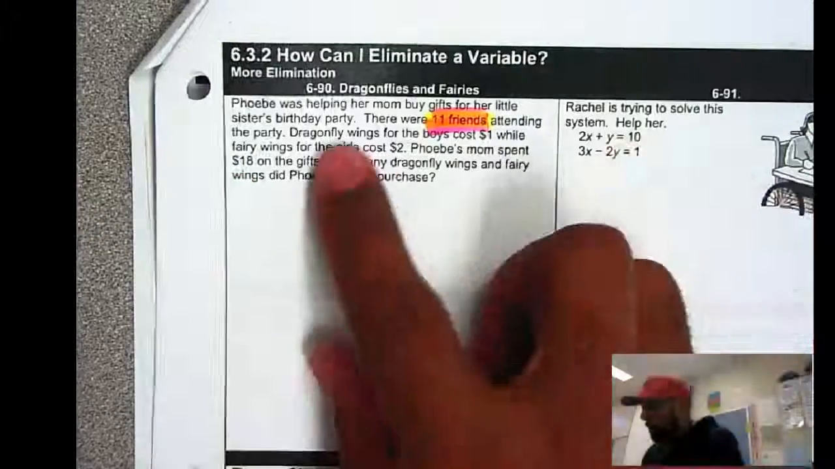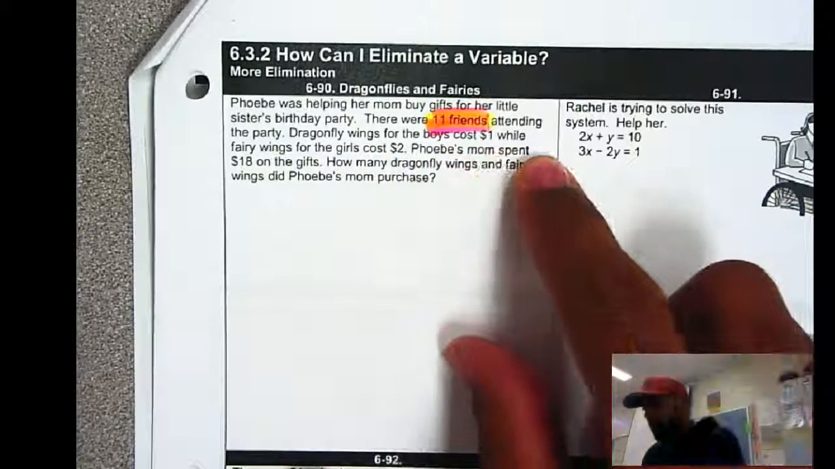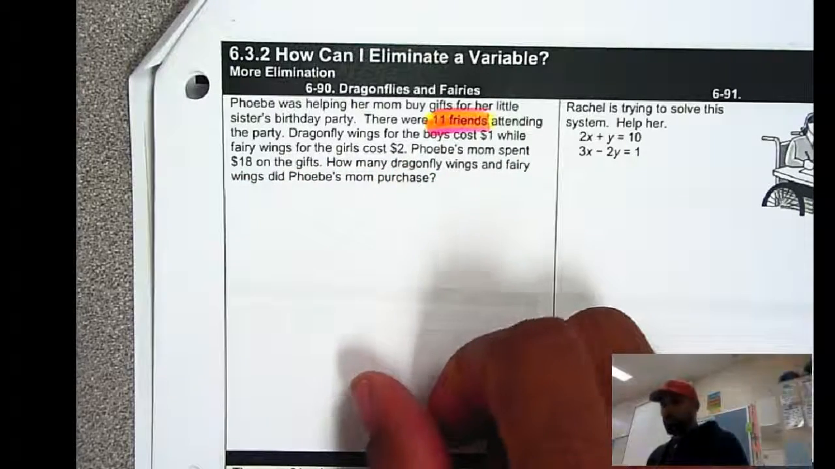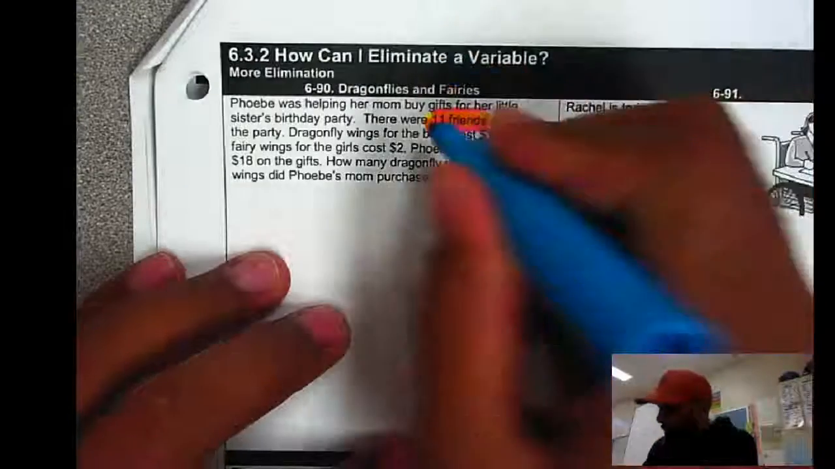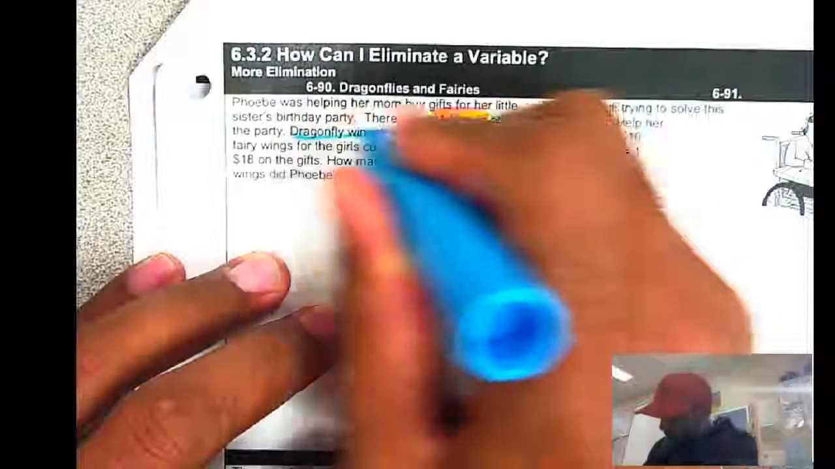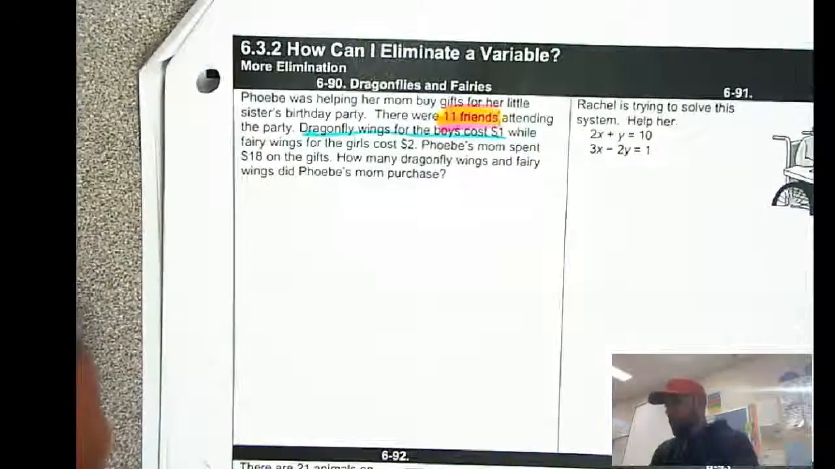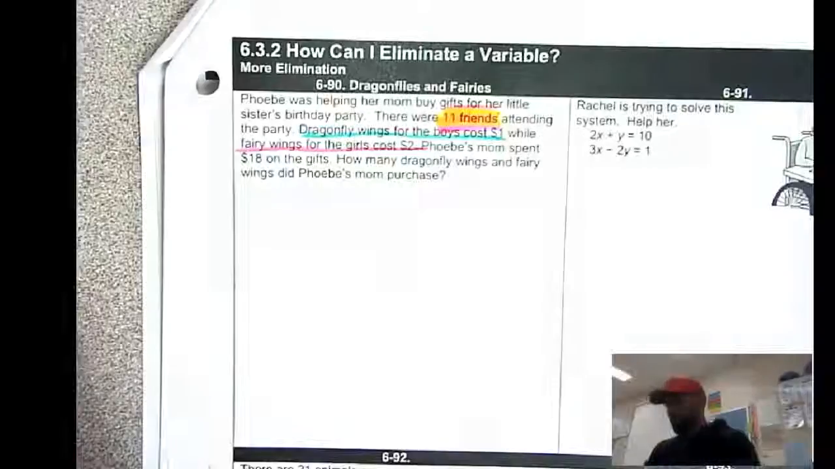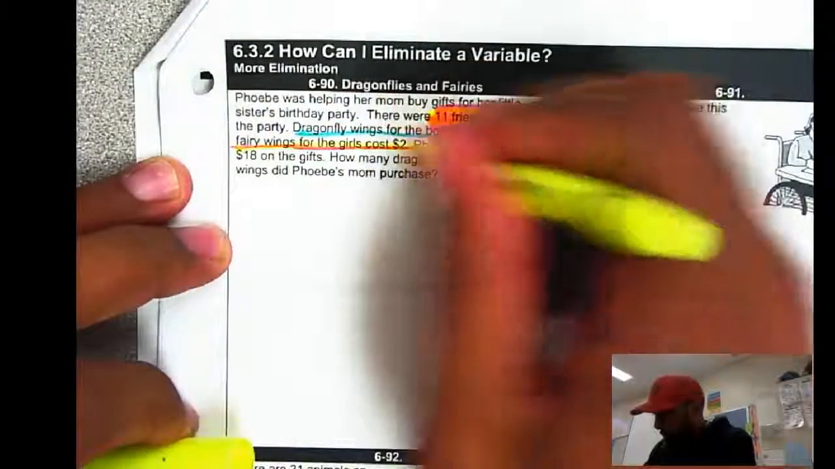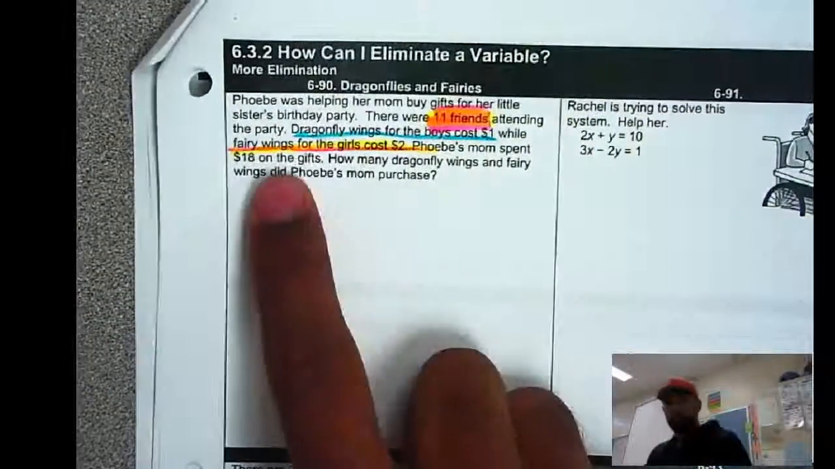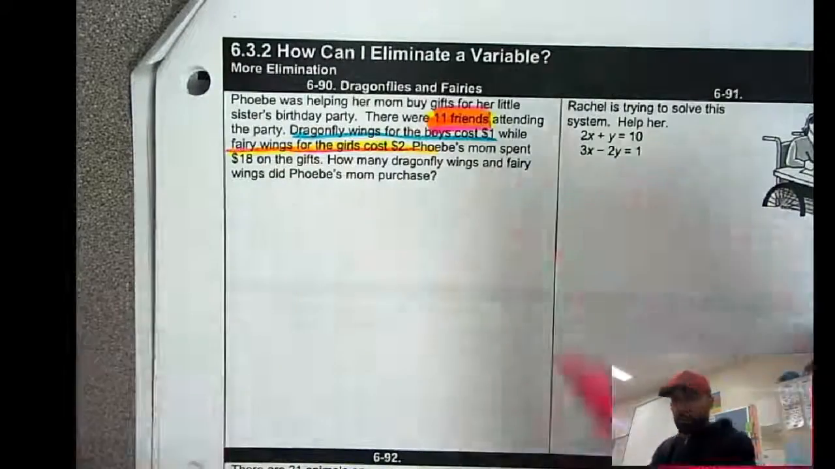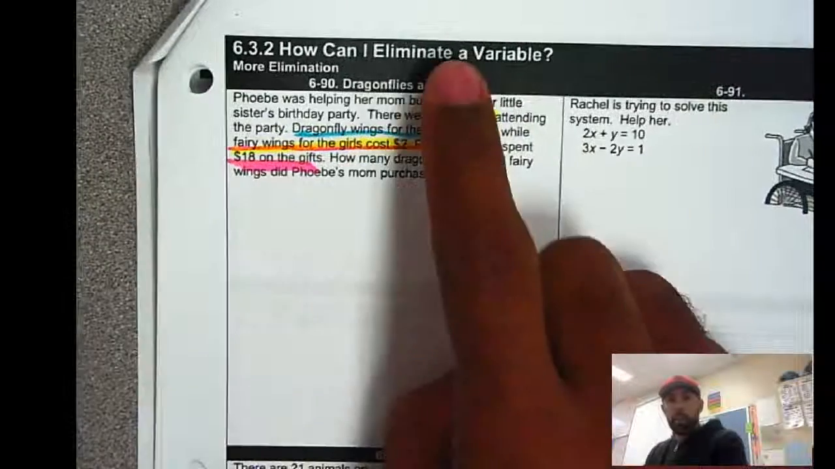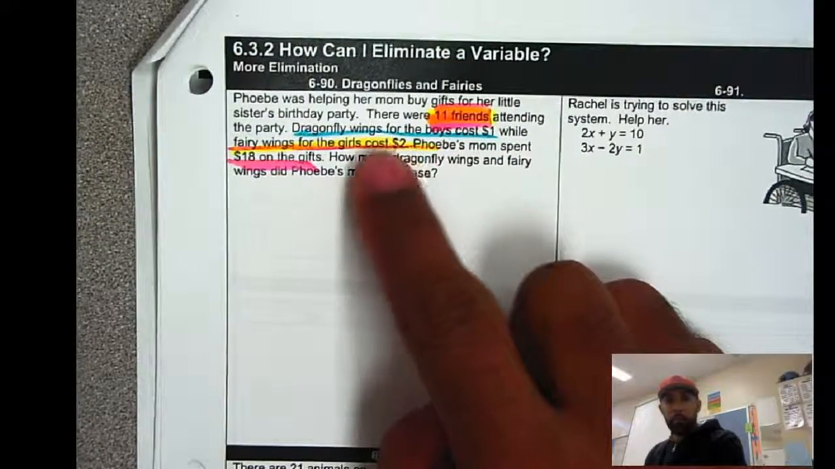Dragonfly wings for the boys cost $1, while fairy wings for the girls cost $2. Those are two different factors that we need to account for. Dragon wings for the boys are $1 each, and fairy wings for the girls are $2 each. Sorry, I meant to do that in yellow. Now Phoebe's mom spent $18 on the gifts. That's going to be a total, another total, so that's going to be one of our equations right there.